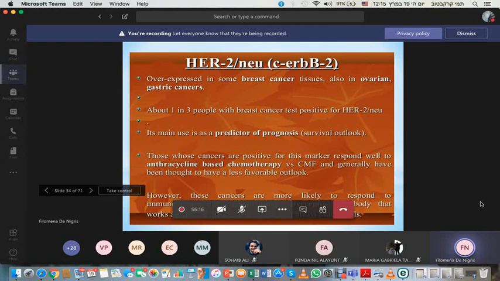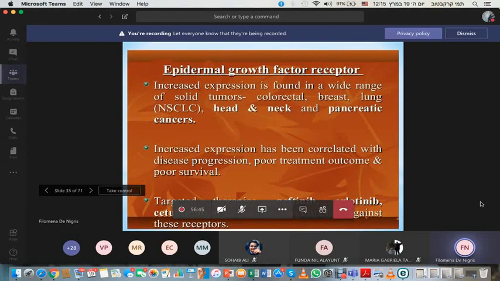HER2 is present in breast cancer, but also in ovarian cancer. So when we suspect breast cancer or ovarian cancer, we ask for breast cancer also for estrogen and progesterone hormone receptors, and also for HER2 to make the right decision about the treatment of patients.